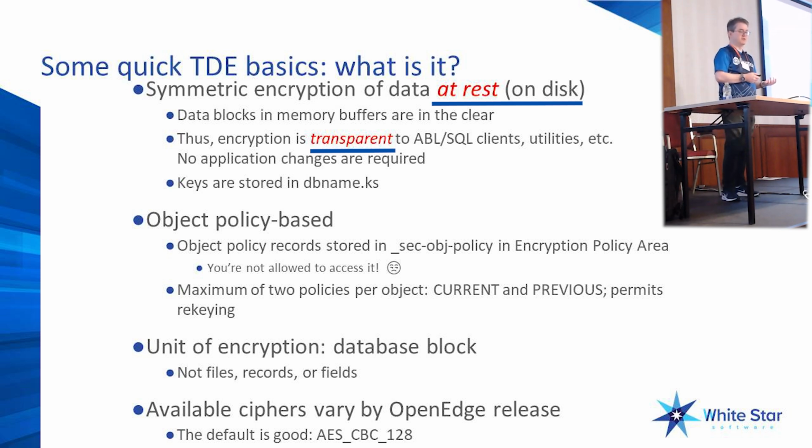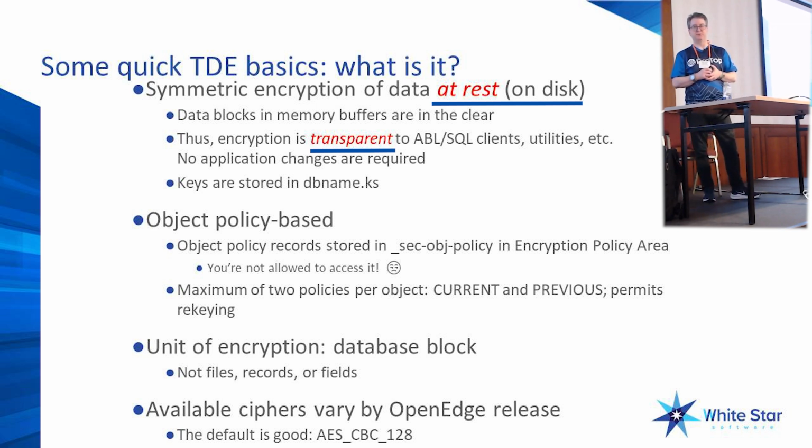And the keys are stored in a new database file called the key store, that's dbname.ks in the database directory. The encryption is policy-based at the object level, and in the next slide I'll explain what I mean by object. These policies are stored in a new table called _secobj policy in the encryption policy area, which is an area you add to the database when you enable it. You're not allowed to read this table, so there are pro-util commands for that. And for each object, you can have a maximum of 2 policies, and they're called current and previous if there's a second one. And that permits you to rekey an object without having to decrypt it first.